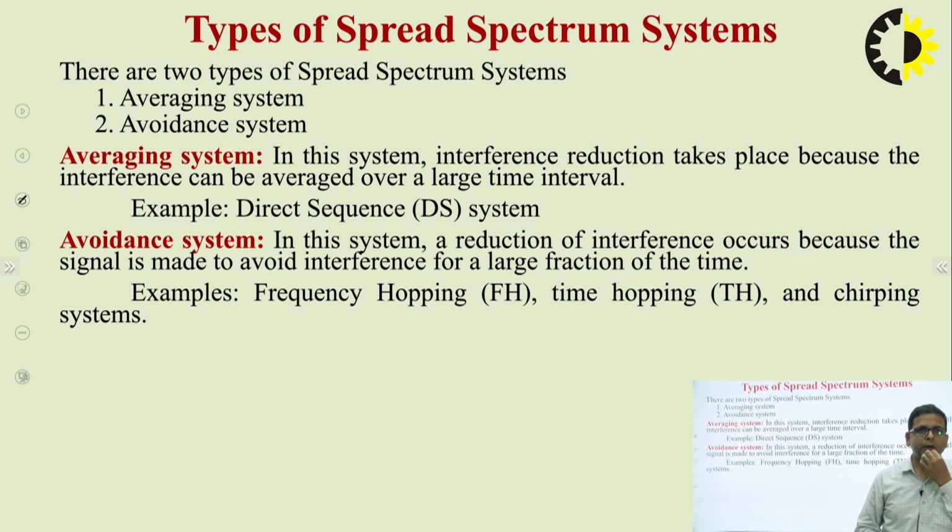In the averaging system, the interference reduction takes place because the interference can be averaged over a large time interval. So, in this averaging system, the interference is reduced by integrating it over a long time interval, and its example is direct sequence spread spectrum. While in the avoidance system, the signal is avoided from interference for a large fraction of time. Examples of avoidance systems are frequency hopping, time hopping, and chirping systems.